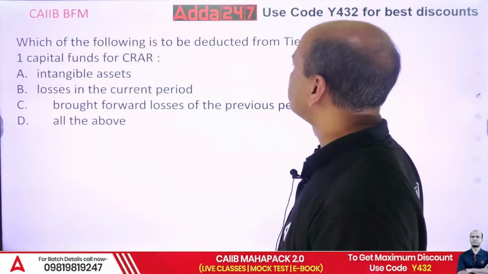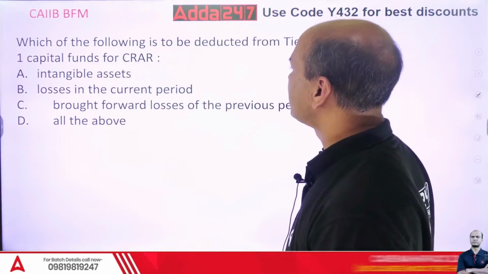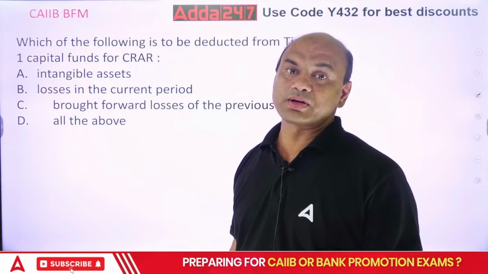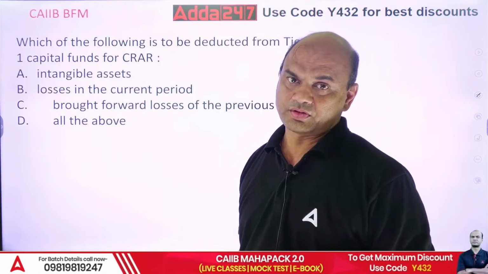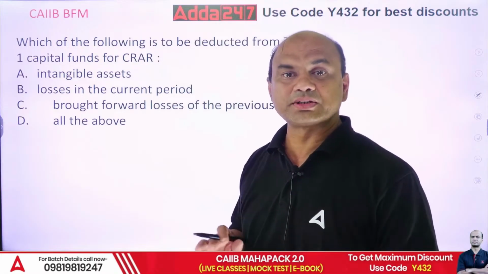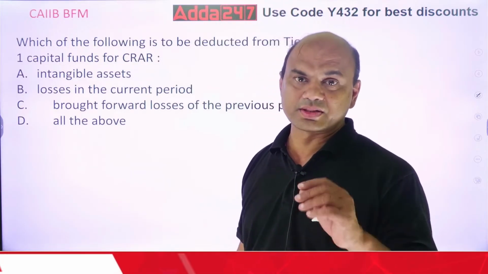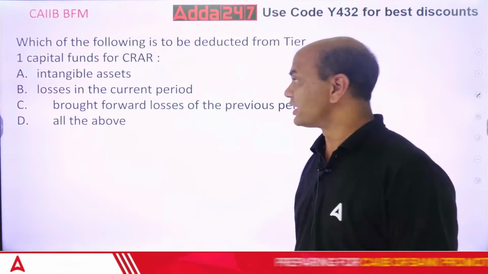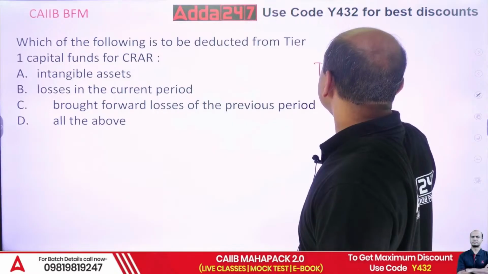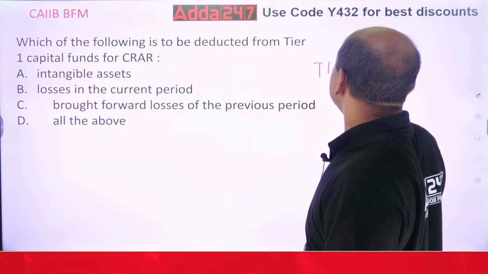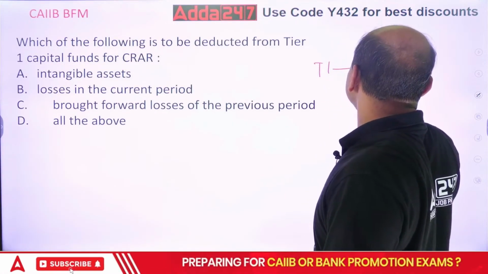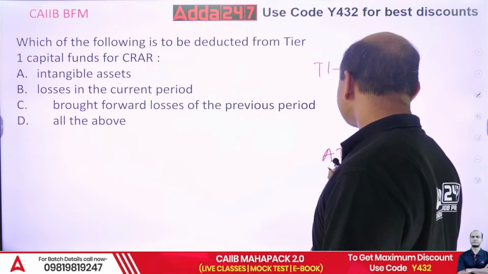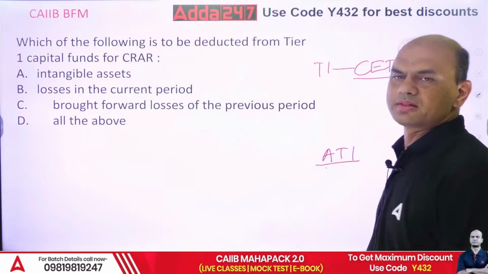Which of the following is to be deducted from Tier 1 capital funds for CRAR? So what am I to deduct from Tier 1 capital for CRAR? Firstly, what are the elements of CRAR? Tier 1 elements. T1 has two elements: one is CET1 and second is AT1, additional Tier 1. These are the two parts of Tier 1 capital.